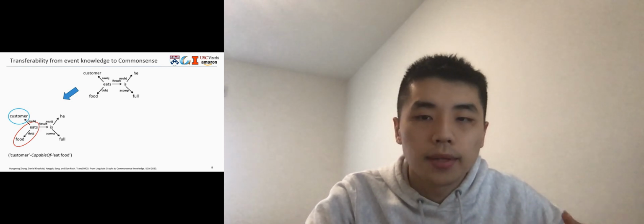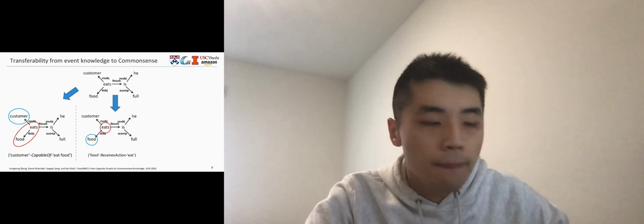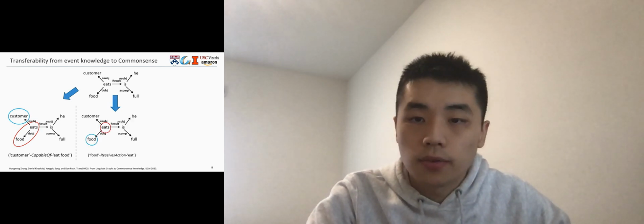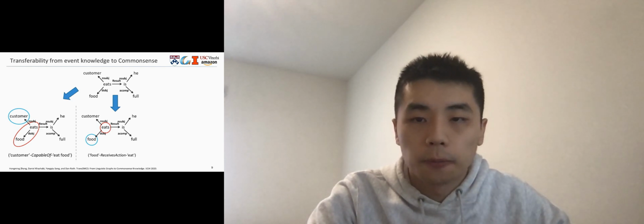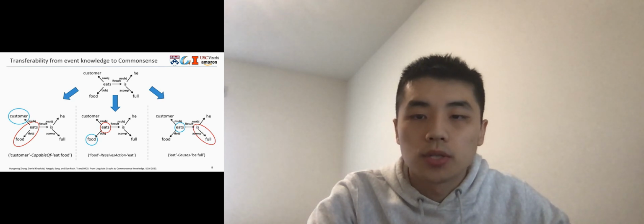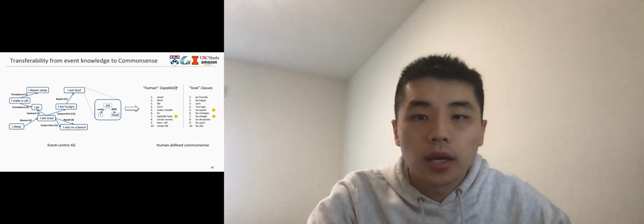We can then conclude a pattern that for the capable of relation, we can extract the subject as a head and the combination of verb and object as the tail. Similarly, for the receive action relation, we can see that the object usually can be used as the head and the verb is the tail. Last but not least, we can also see some interesting patterns across different events like this one for the causal relation. So after they collect those patterns, they can then apply the patterns back to the original event KG to acquire large scale of common sense knowledge.